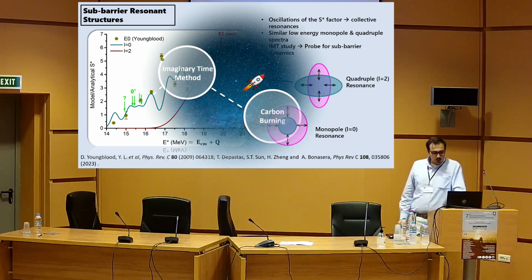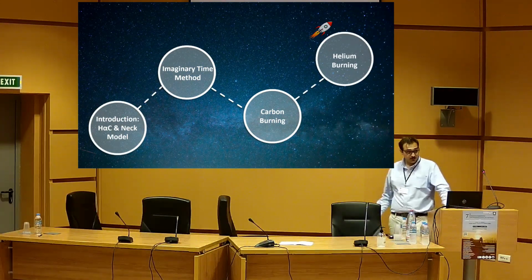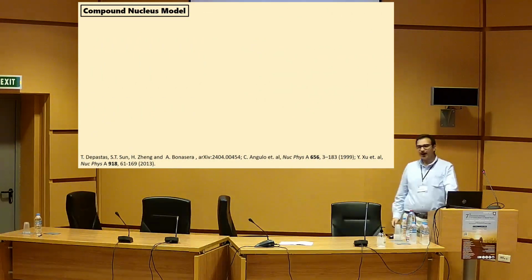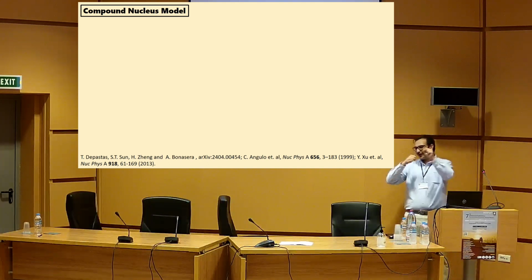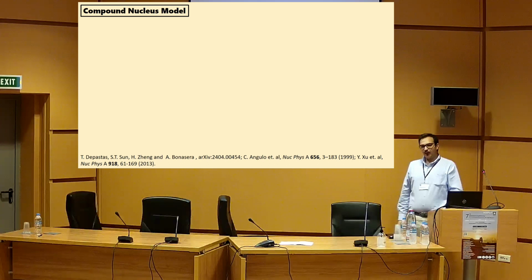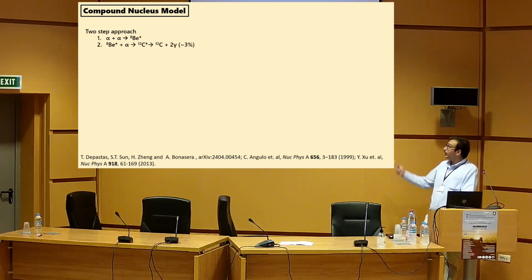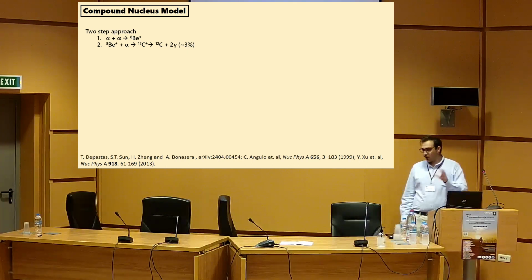So using these tools, we can also extend our study to the helium burning process. The helium burning process, also known as the triple alpha reaction, corresponds to 3 alpha particles moving towards one another, fusing and creating a carbon-12 nucleus that can decay via 2 gamma photons with a branching ratio close to 3%.